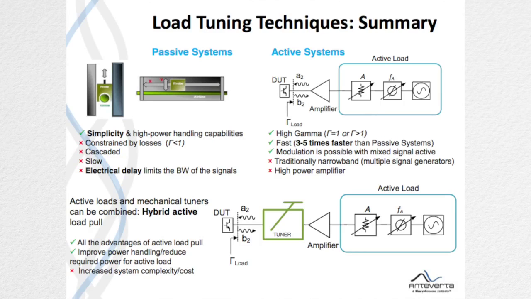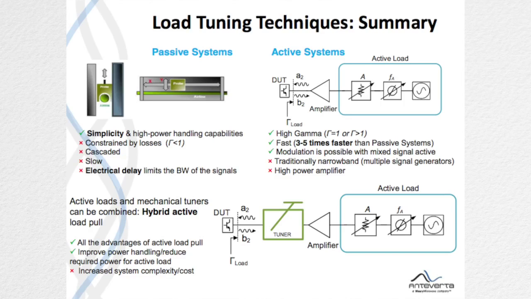As Professor keeps mentioning in his talk, it's slow because it has to physically move. And the electrical delay, that's a problem that I'll talk a little bit more about later. It limits the maximum bandwidth of the modulated signals that you can use. On the other hand, active tuners have high gamma, and they're about 3 to 5 times faster than a mechanical tuner. With some implementations, as in the mixed signal, they're even maybe 100 times faster.